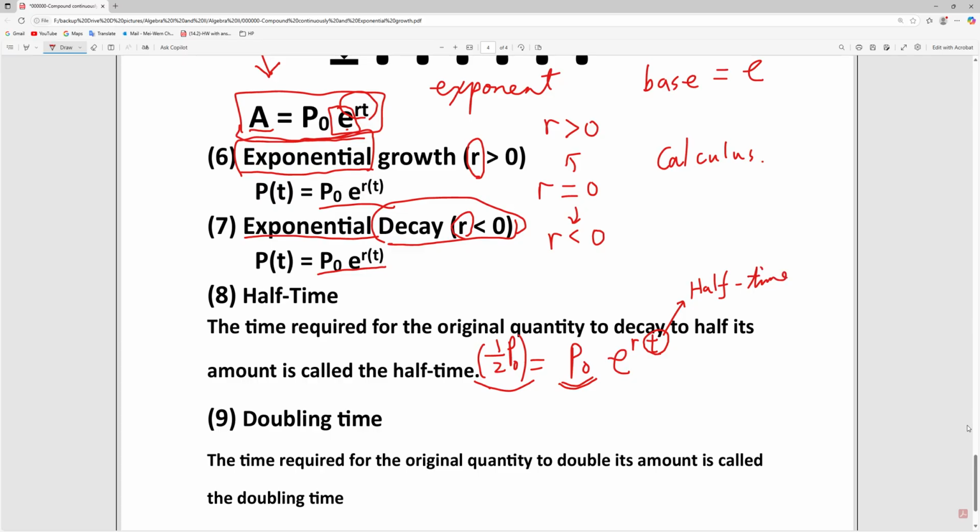Okay. And the doubling time is a very similar concept. You have the same formula, but the rate is positive, so you are going to have more and more. And at what time are you going to double your initial amount? This time we call doubling time.